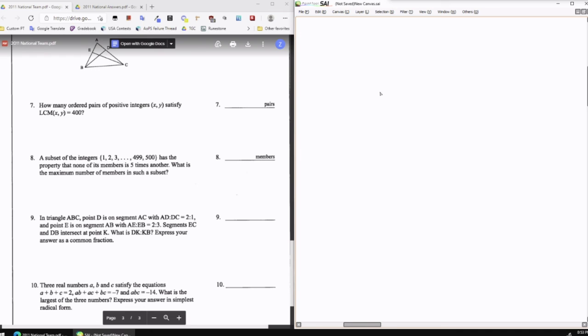So it's saying that none of its members are 5 times another. For a number to be 5 times another, that number has to be 0 mod 5, right? So first of all, you can include every single number that's not 0 mod 5. That will be 100 times 4, that's 400 numbers. Those are all the numbers that are not 0 mod 5. So now let's think about the numbers that are 0 mod 5.